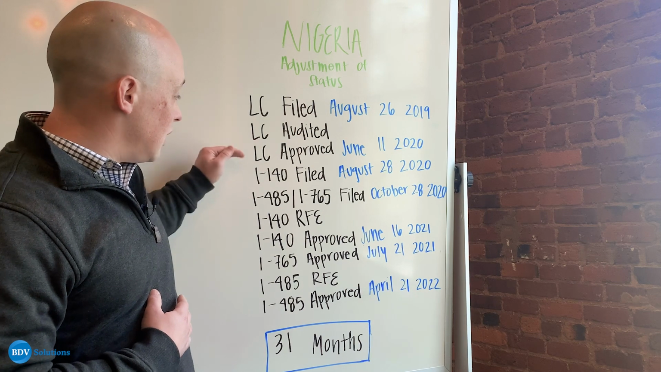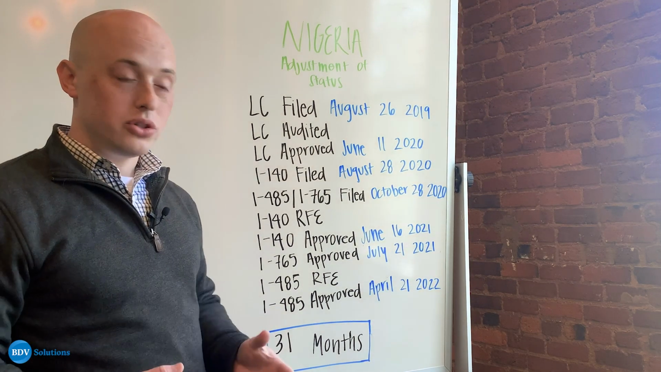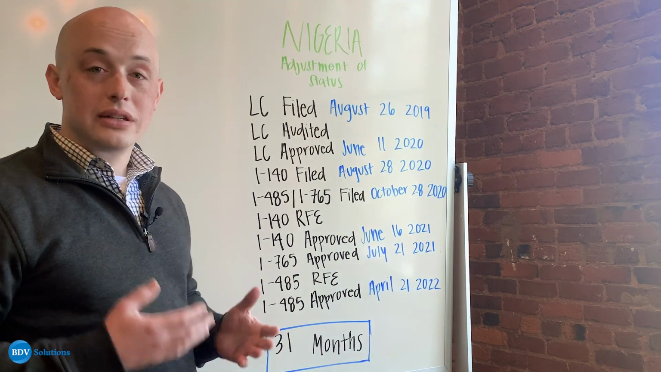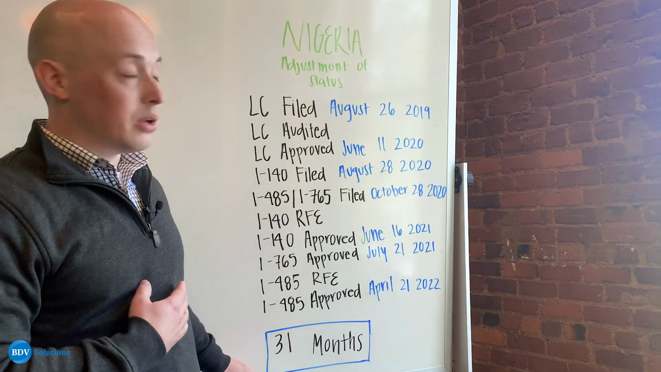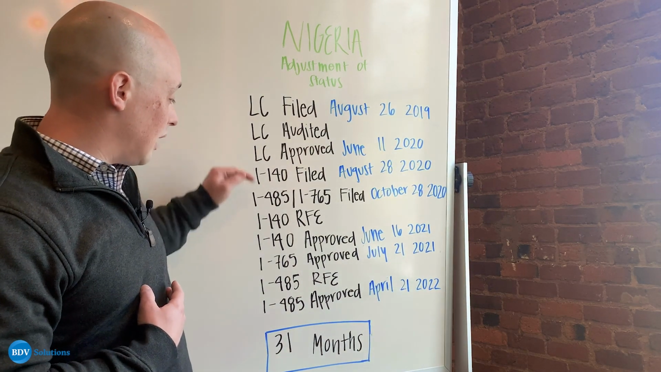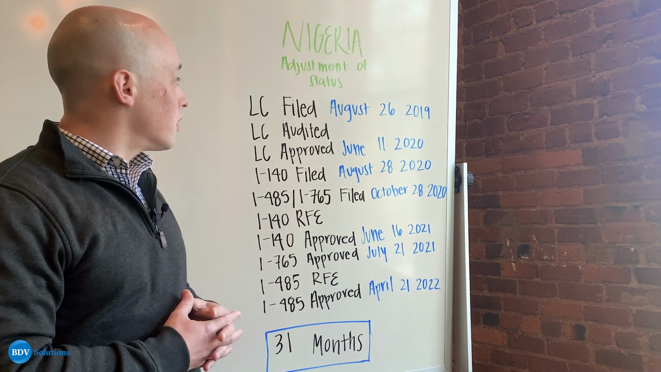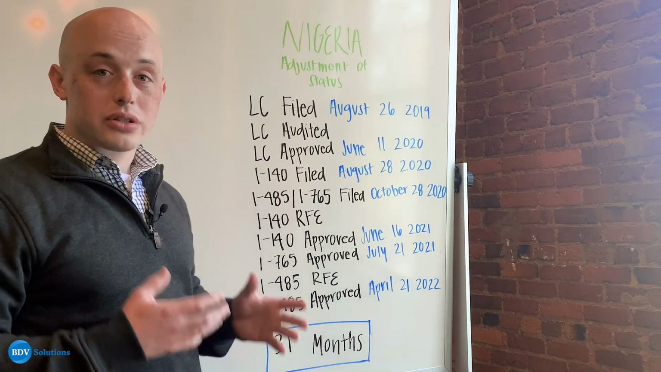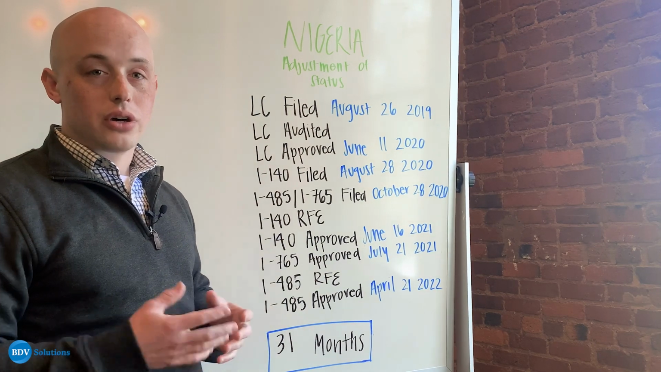And as you can see, even though they hit all of these bumps along the way, in April of 2022, their I-485 is finally approved, which means they got their green card. The whole process took only 31 months despite an audit and 2 RFEs. And this again is just another example of how even despite what looks like a lot of road bumps, someone's case can eventually reach a green card.